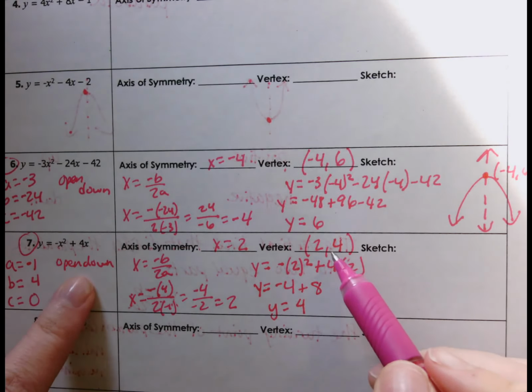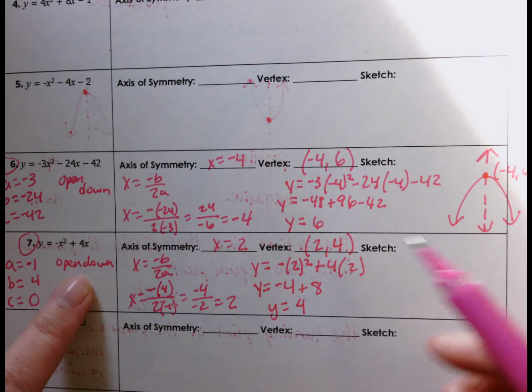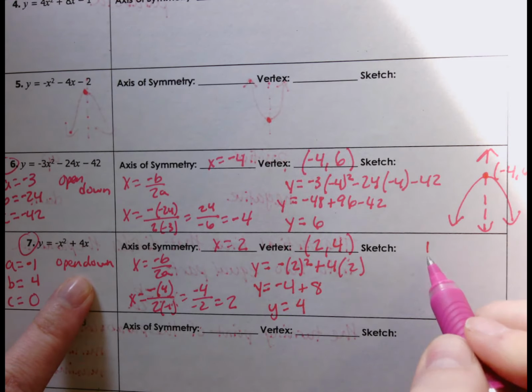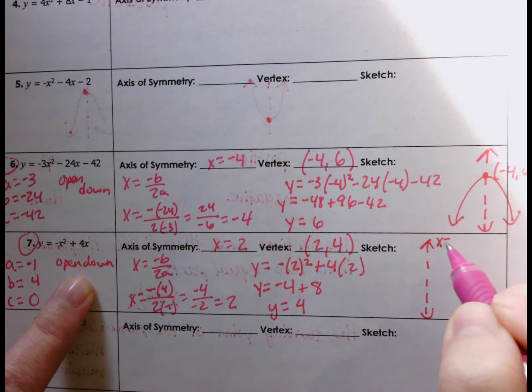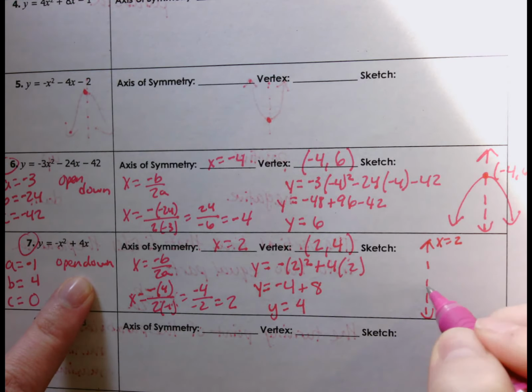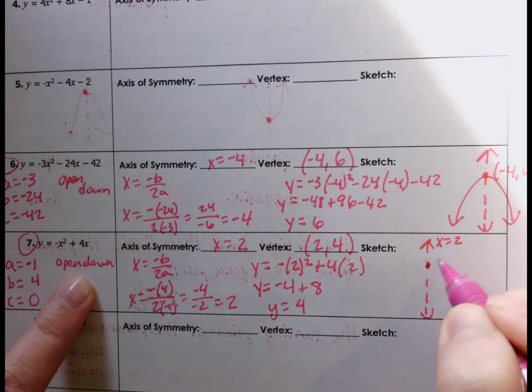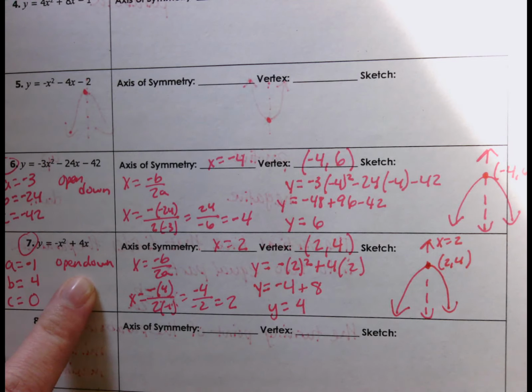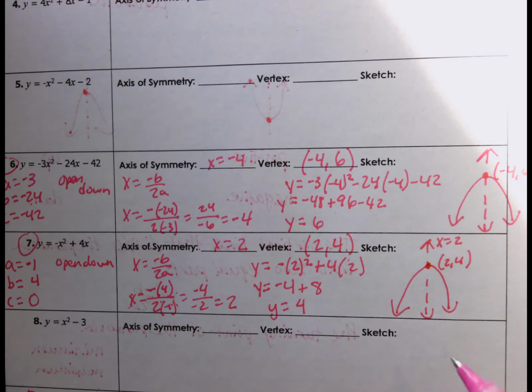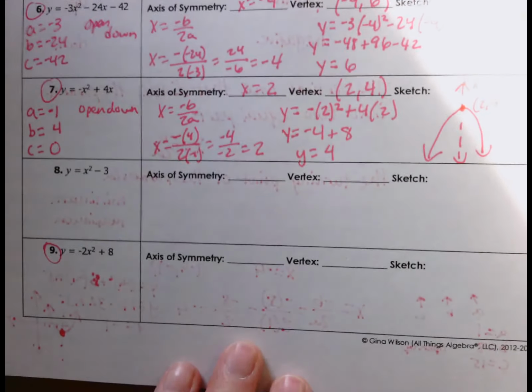And remember that your graph is going to be opening down. Okay, so we have an axis of symmetry here that is x equals 2. You're going to have a point at 2, 4. That's your vertex. And it's going to open down. So your vertex here is going to be in the first quadrant. That's top right. And it's going to open down just like this.